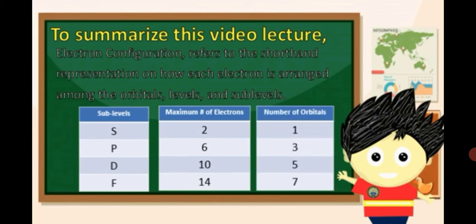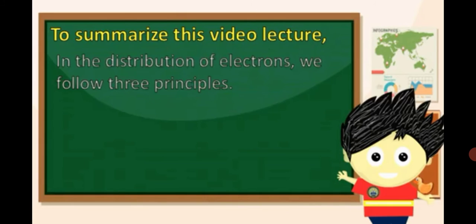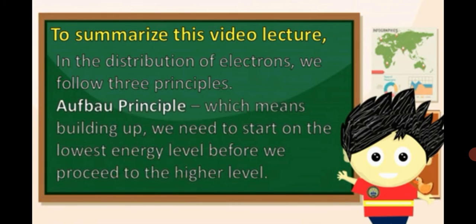Pagdating naman sa number of orbitals, ang S ay may isang orbital, ang P ay may 3 orbitals, ang D ay may 5 orbitals, at ang F ay may 7 orbitals. In the distribution of electrons, we follow 3 principles. First principle is what we call the Aufbau principle. It means building up, which came from a German word. We need to start on the lowest energy level before we proceed to the higher level.